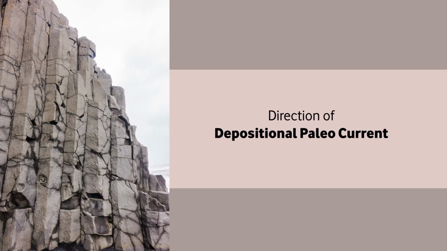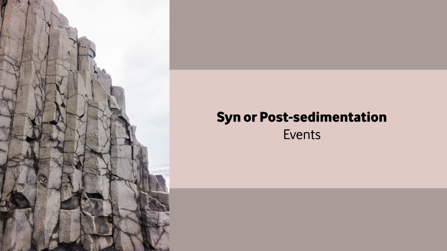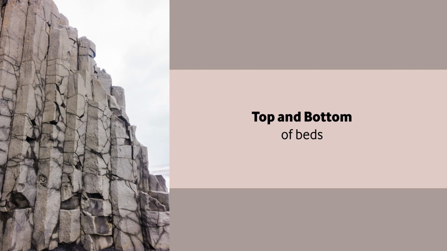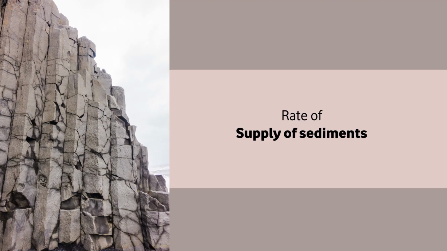These sedimentary structures help us to understand the process and the environment in the depositional basin. They also tell us about the direction of the depositional currents in the ancient rocks. These are both syn- or post-depositional events, so they are all recorded in the sedimentary structures. We can also decide which is the top of the bed or which is the bottom of the bed by studying these sedimentary features. And we can also find out the rate at which the sediment has been supplied to the basin, whether it was a slow sedimentation or a very fast sedimentation.